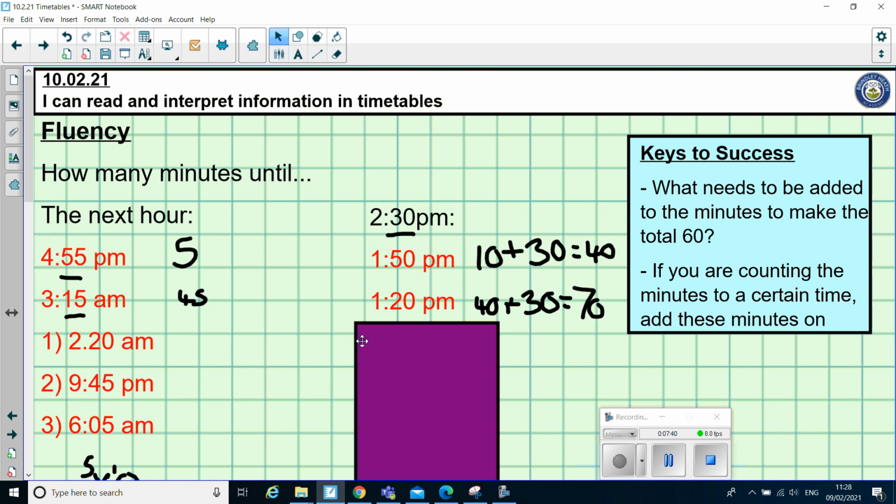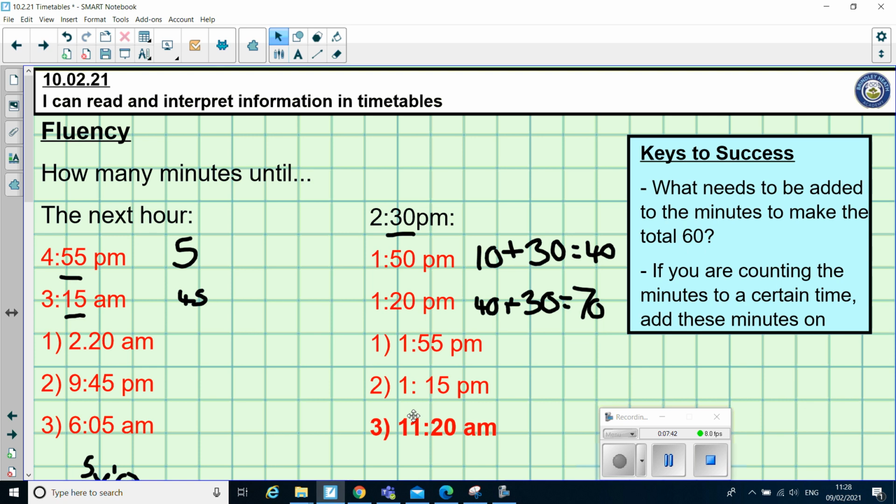Okay, I've got 3 questions for you to have a go at then. Question 1 and 2 are fairly straightforward. Question 3 is quite tricky. So how many minutes until 2:30 p.m.?